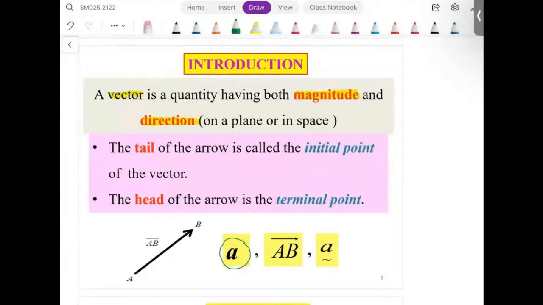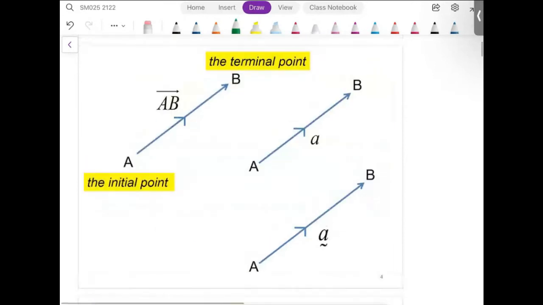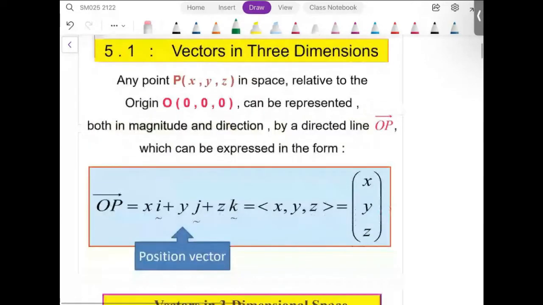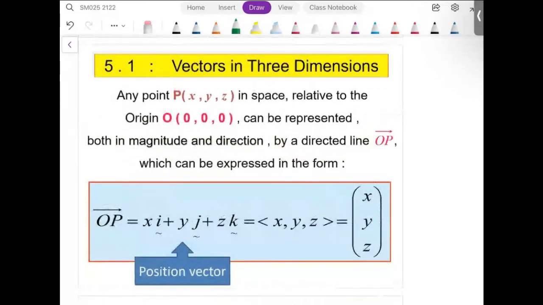Okay, second one would be arrow, A to B. That is a vector, or the famous one will be vector A tu dia ada ombak kat bawah tu. So kalau kita nampak ada curly benda bawah wave tu, that is a vector. Alright, so this is notation tadi. Okay, so any point in space relative to the origin can be represented in both magnitude and direction. We call as OP, vector OP.